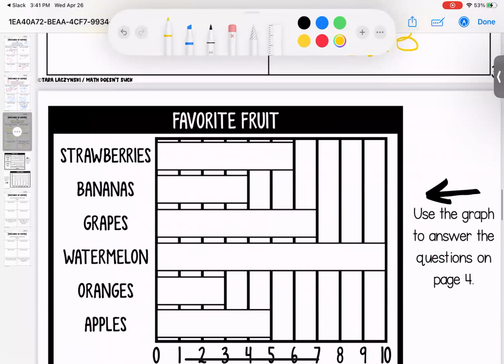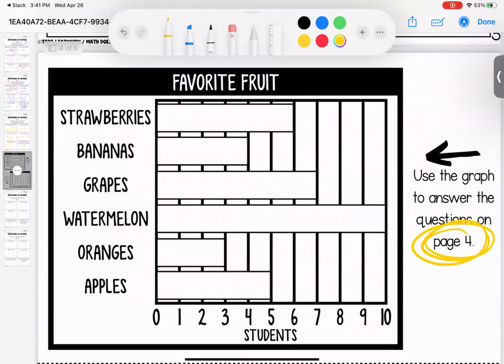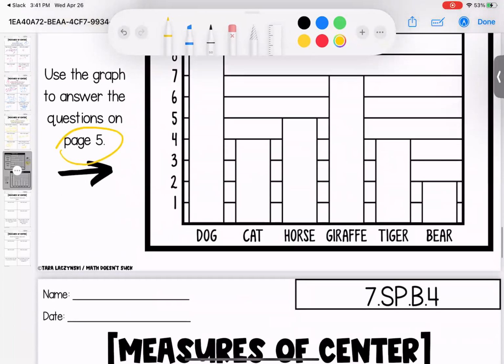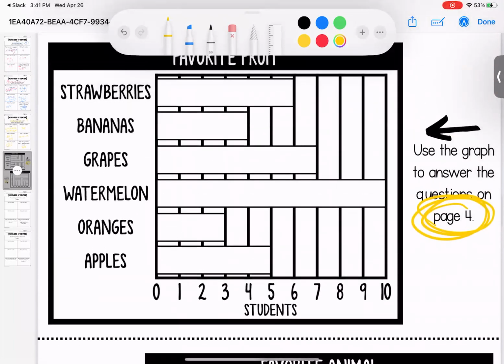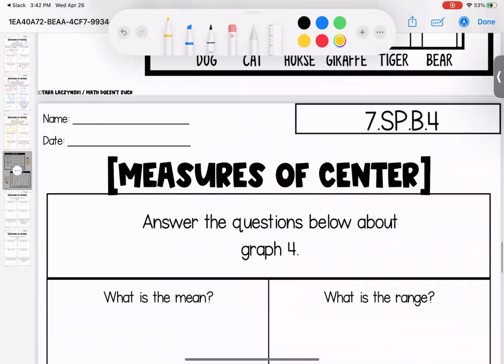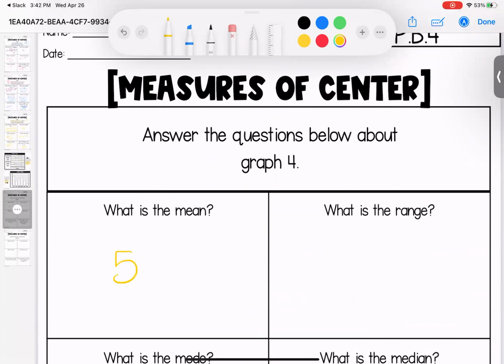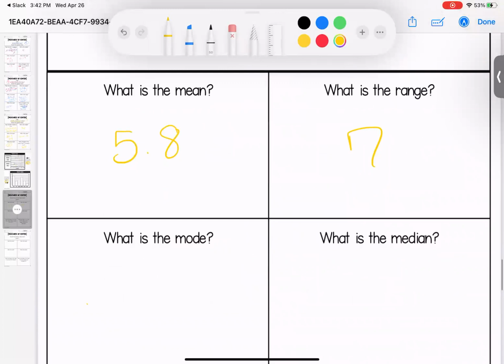All right, loves, we have 2 graphs then. So this first graph you're using to answer the questions on page 4. Second graph you're using to answer the questions on page 5. So looking at these, our strawberries are 6. These are 4. These are 7, 10, 3, and 5. So all you have to do is go through, pull your numbers that way, and then come down here. What does the mean if I add them all together and divide? I have 5.8. My range for this one is 7. There's no mode because nothing repeats. The median or the middle is 5.5.